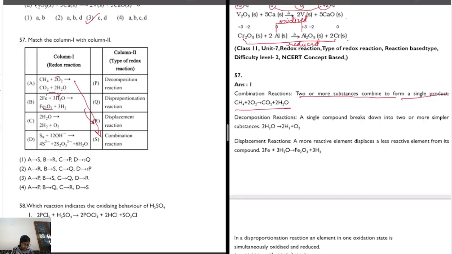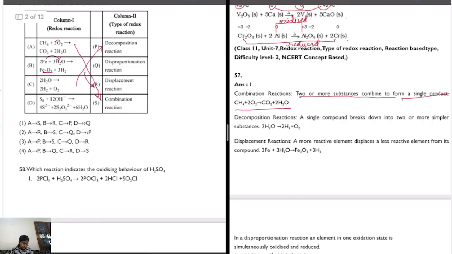Here, H2O is giving H2 plus O2. It's breaking into its constituent atoms or molecules. Therefore, it is an example of decomposition reaction. Now, in D, that is S8 becoming S2- and S2O3, it is an example of disproportionation reaction. Let's see what a disproportionation reaction is. In this, one moiety undergoes oxidation as well as reduction in the same chemical reaction simultaneously.